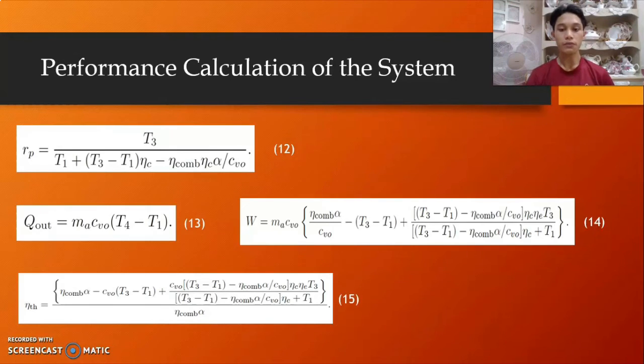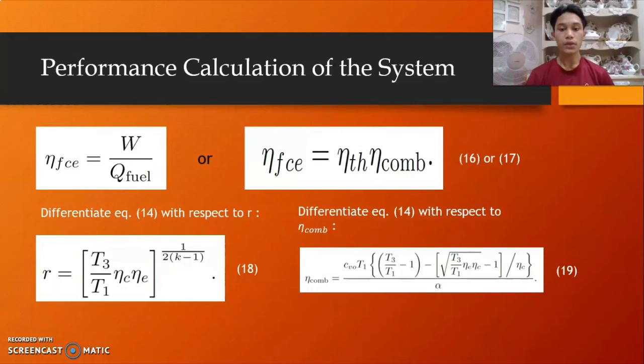The 12th equation specifies the amount of heat addition at constant volume process. The heat and work output can be written as stated in equation 13 and 14. Furthermore, the 15th equation is the irreversible thermal efficiency of an Otto cycle. Next, we can use two different formulas in order to find the fuel conversion efficiency. Last but not least, both equation 18 and 19 can be obtained by differentiating the equation 14 by different terms. We will differentiate the work output with respect to the compression ratio for equation 18, while differentiating with respect to combustion efficiency for equation 19.